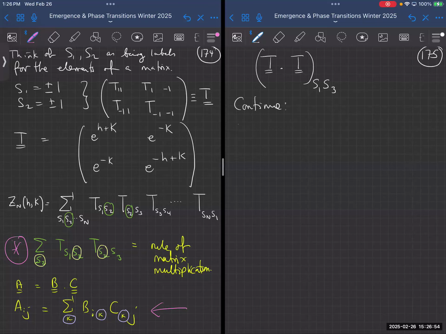what I get is that Z_n of H and K is equal to, so far I left out the sum over S1. So I've got T times T, S1, S3, and then T times T, S1, S3 times T, S3, S4. So I've got T and so on and so forth. And so how many of those do I have? So I've got T S1, S2, T S2, S3, all the way up to T Sn, S1.